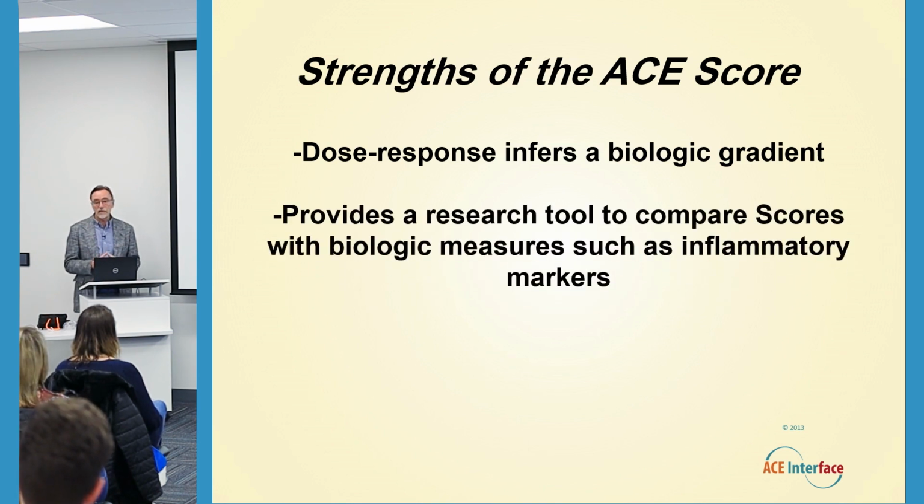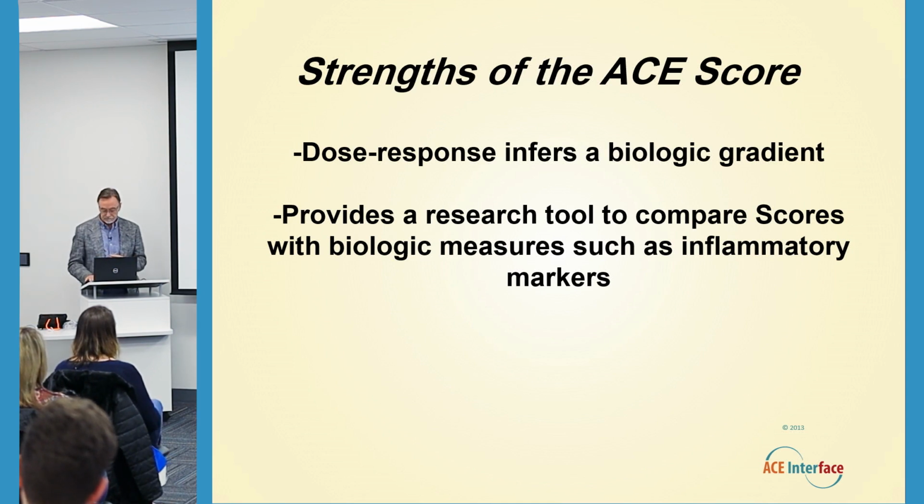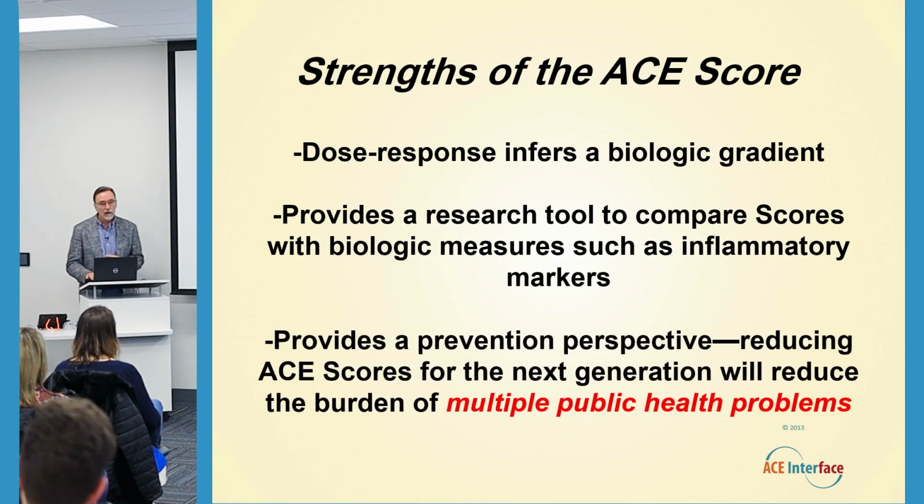It provides a research tool for people to use that ACE score and correlate that with actual biologic measures. We've seen multiple studies showing that as the ACE score goes up, the concentration of inflammatory markers in people's blood also goes up. And I think most importantly, it provides a prevention perspective. And that perspective is that if we can reduce ACE scores from one generation to the next, we'll see a reduction in multiple public health problems simultaneously.